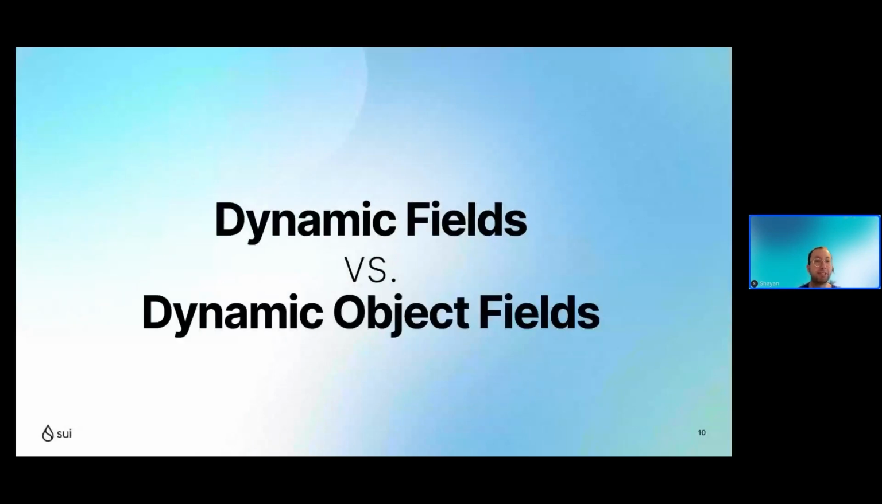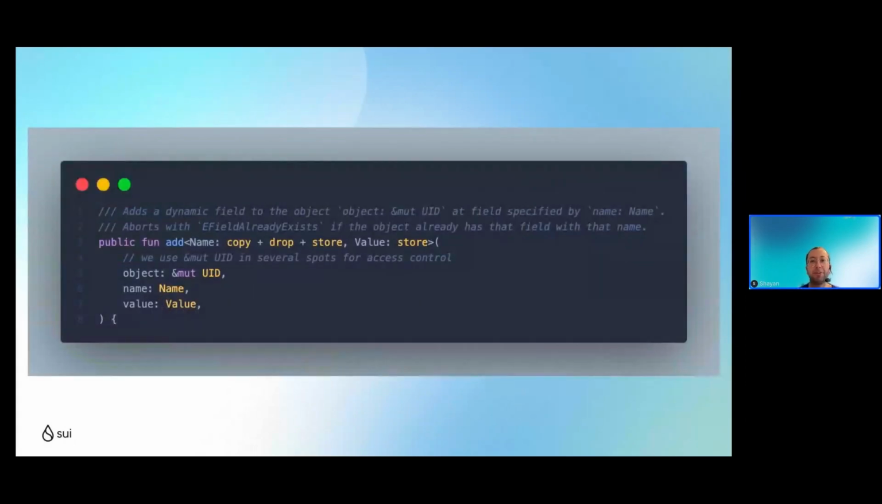So let's talk about the difference between dynamic fields and dynamic object fields. First off, dynamic fields can only be added to another object. And this is evident from the first argument, object colon colon mut UID. So a dynamic field name can be any value with the copy, drop, and store abilities. So basically anything that's not an actual object, like an integer, a boolean, or a string. Or a data structure, like an RGB color struct, where it's just a field of the 3 integer values for each color. So dynamic fields cannot store objects.